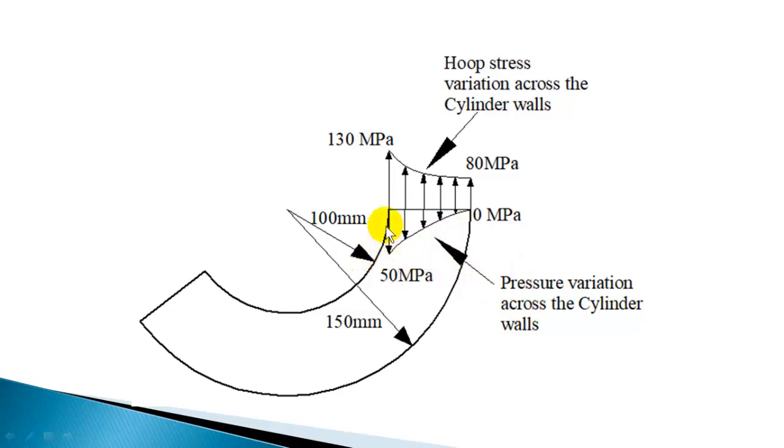You can show the entire cross section of the cylinder by completing the circles, but it is not required. You can show a section, and the wall thickness is important. Show the variation of hoop stress and radial pressure across the cylinder walls.